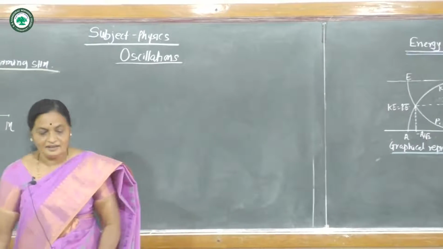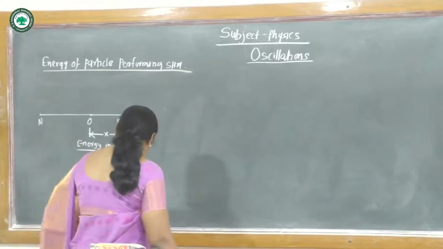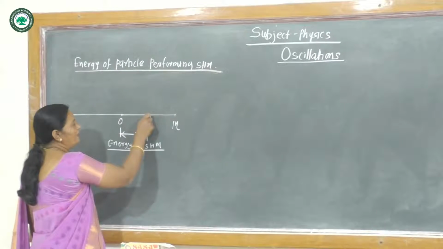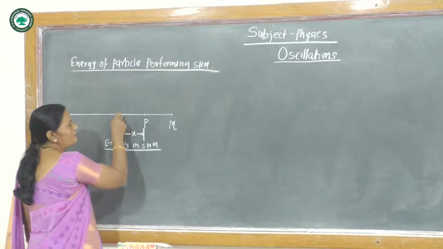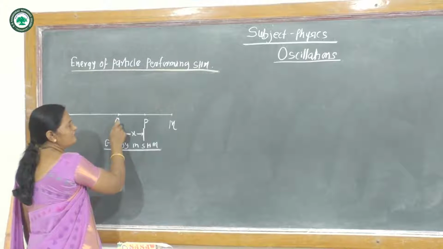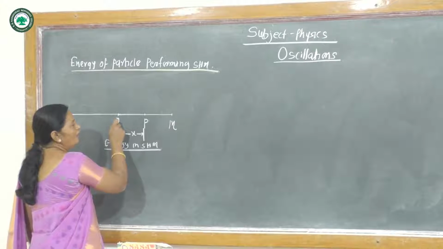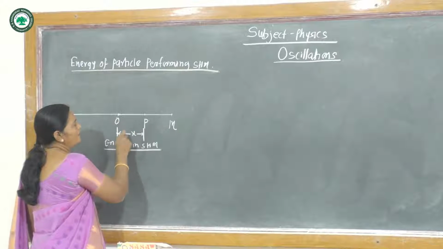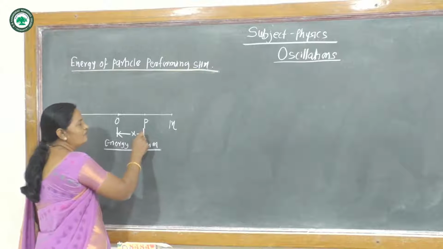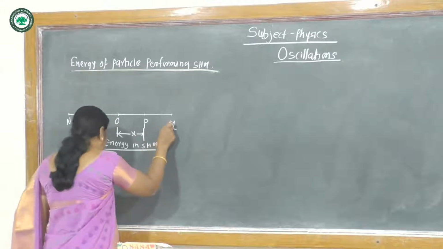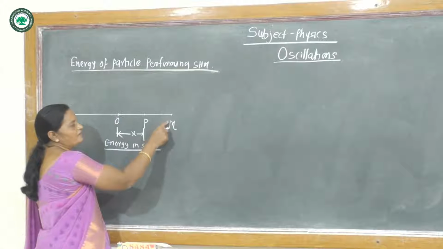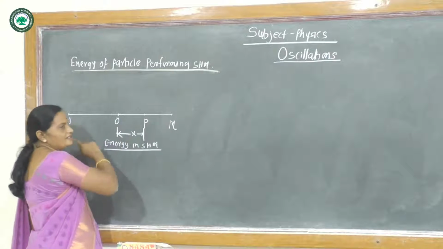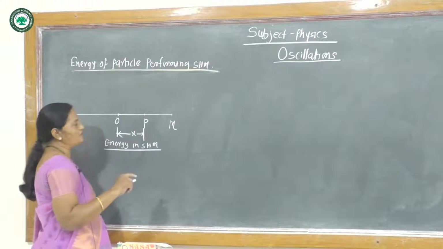Now consider the particle here. Consider the particle is at point P. O is the mean position here. It starts from point O and reaches point P at a distance x. This is the distance x, it is the displacement. Now OM represents the extreme position. Again ON represents the extreme position on the negative side.